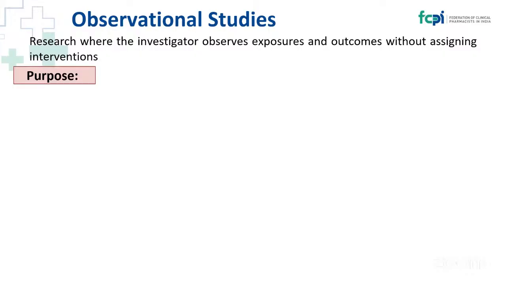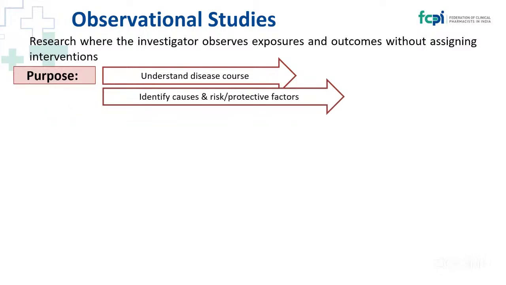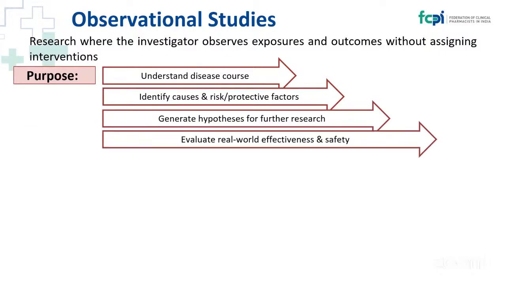So the major purpose of our observational study is to understand the natural disease course, how the disease is giving its impact in the population, to identify what the causes and risk factors and protective factors of that disease are, to generate a baseline hypothesis which will help future research, and to evaluate the real world effectiveness and safety of the patient.